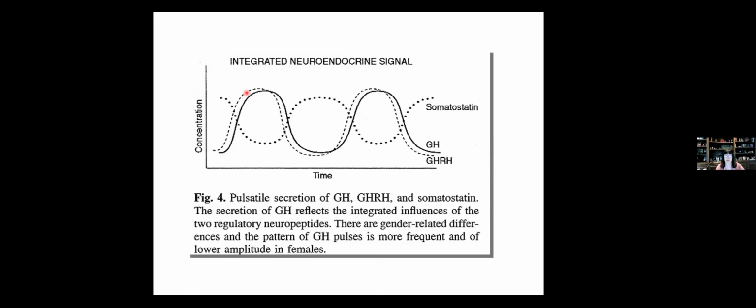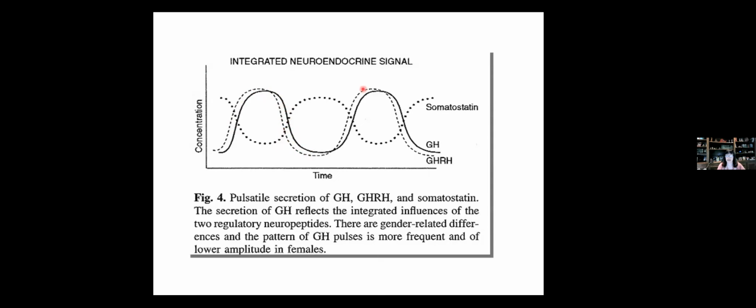So here, for example, is the yin and yang of somatostatin. As long as somatostatin is low, you will have high growth hormone releasing hormone, which is the dotted line here, and that stimulates high growth hormone, which is the solid line. As somatostatin starts to rise, it inhibits growth hormone releasing hormone, which causes inhibition of growth hormone. So you can see how this pulses.